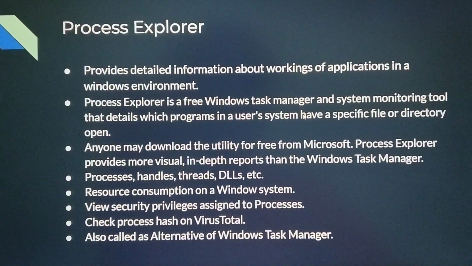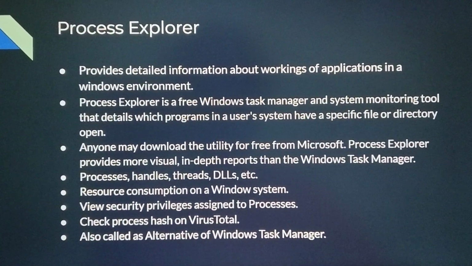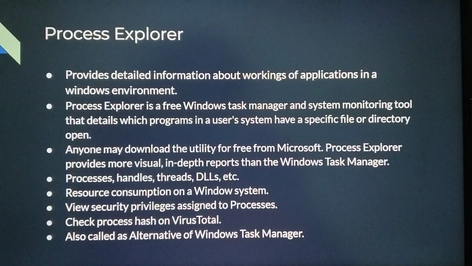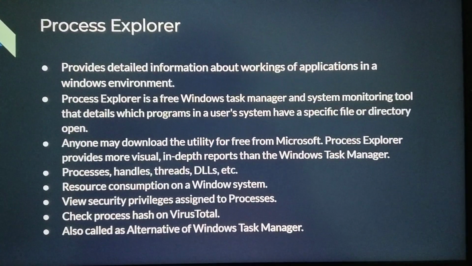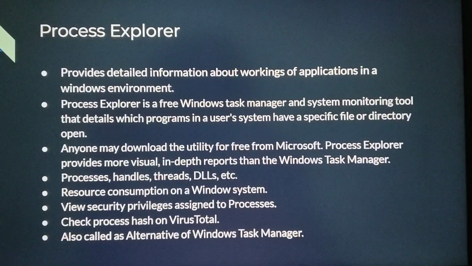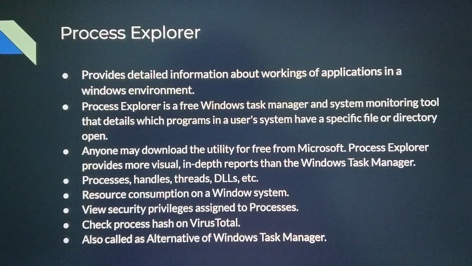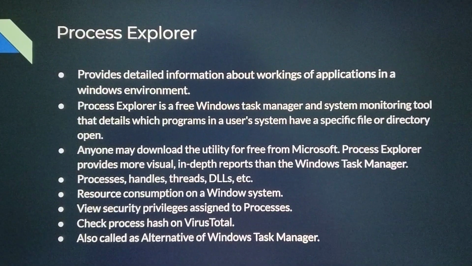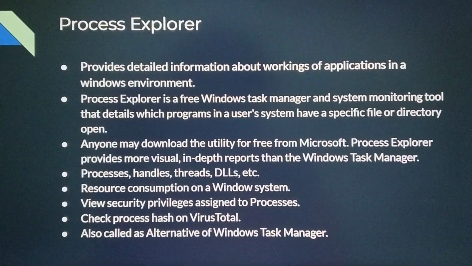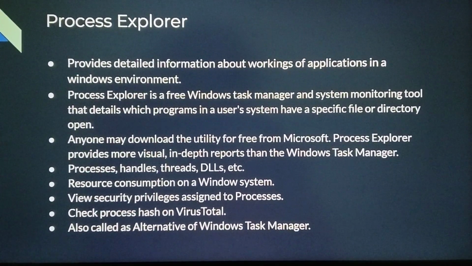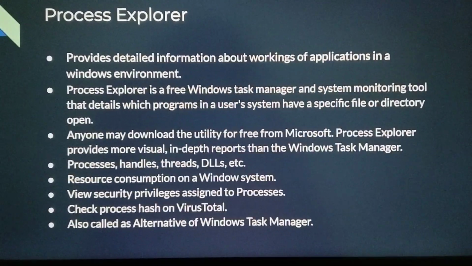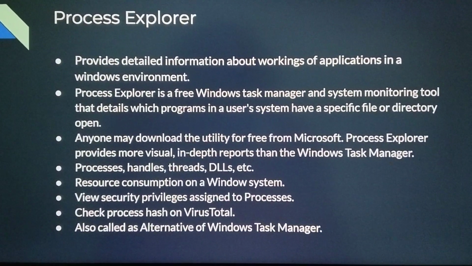First is Process Explorer. It provides detailed information about the workings of an application in a Windows environment. Process Explorer is a free Windows task manager and system monitoring tool that shows which program has a specific file or directory open. It lets you view processes, handles, threads and DLLs, view security privileges assigned to a process, and check the process hash against virus tools. It's also called an alternative to Windows Task Manager, and anyone may download the utility for free from Microsoft.